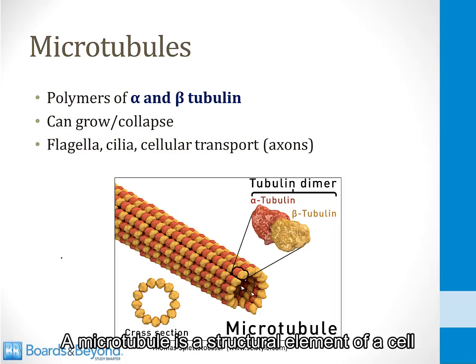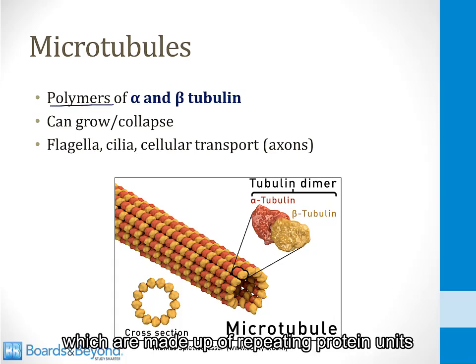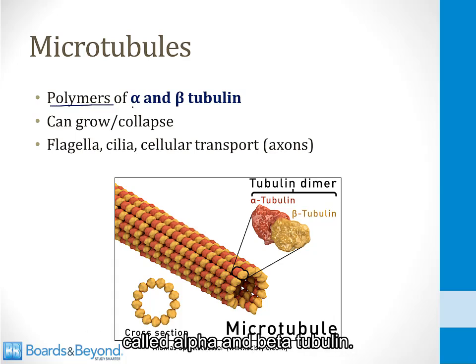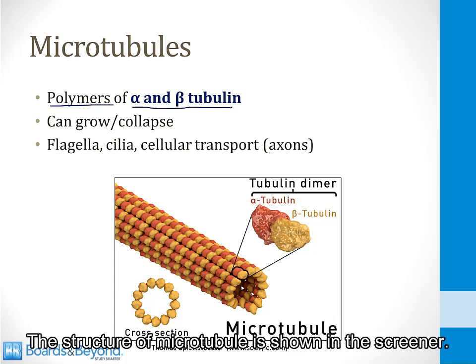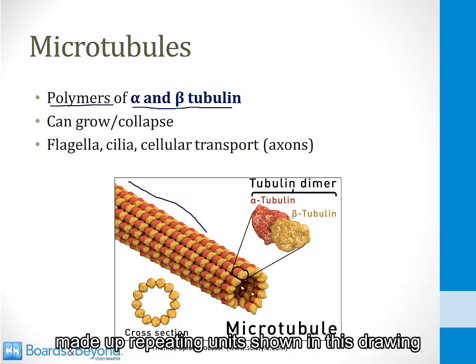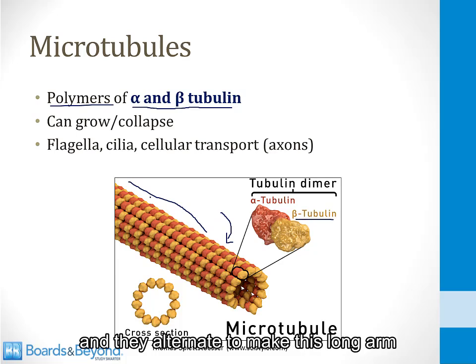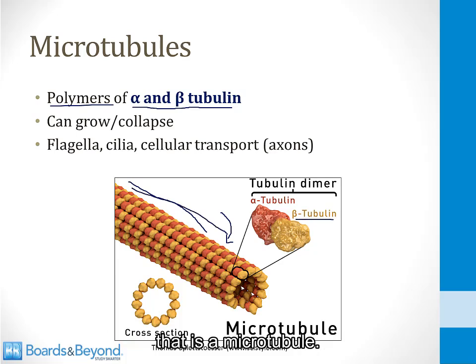A microtubule is a structural element of a cell, and microtubules are polymers which are made up of repeating protein units called alpha and beta tubulin. The structure of a microtubule is shown on the screen here. You can see that it's a long hollow structure made up of repeating units shown in this drawing as red and brown units. The red units are alpha tubulin, the brown units are beta tubulin, and they alternate to make this long arm that is a microtubule.